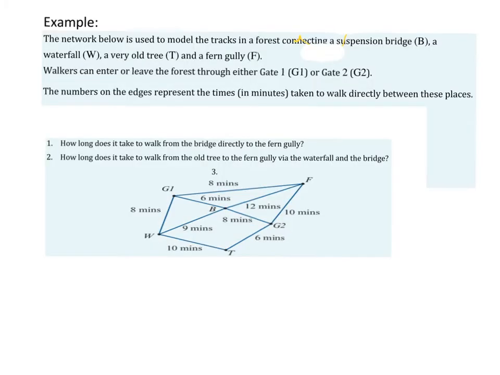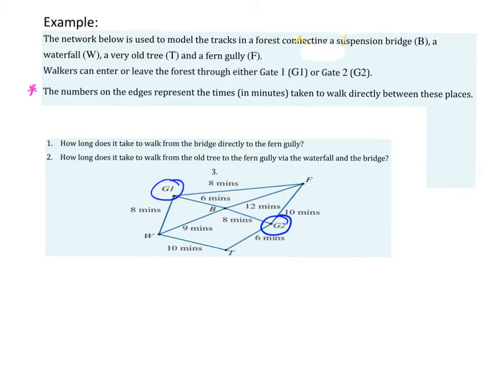Looking at this network, it's used to model the tracks in a forest, connecting a suspension bridge, B, a waterfall, W, an old tree, T, and a fern gully, F. So walkers can enter or leave the forest through gate 1 or gate 2. This is an important bit of information. The number on the edges represents the time in minutes taken to walk directly between these places.